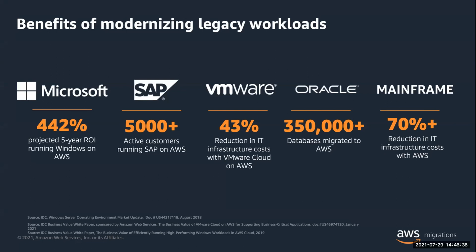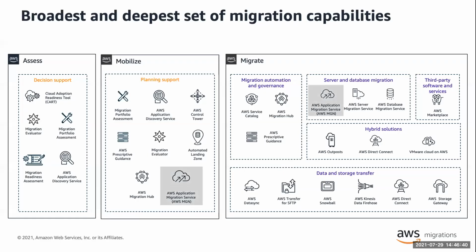Now, let me take a moment to show you how the migration happens with AWS. So broadly speaking, we have three categories when it comes to migration. We have the assess phase, we have the mobilize phase, and the migrate phase. And you can see we have a number of services that align to each of these individual phases. Very recently, we announced a new service called AWS Application Migration Service, which is also called MGN in short, which aligns to the mobilize and migrate phase.